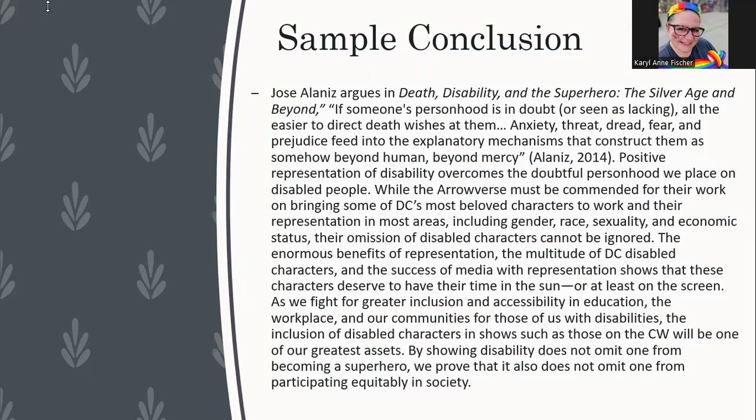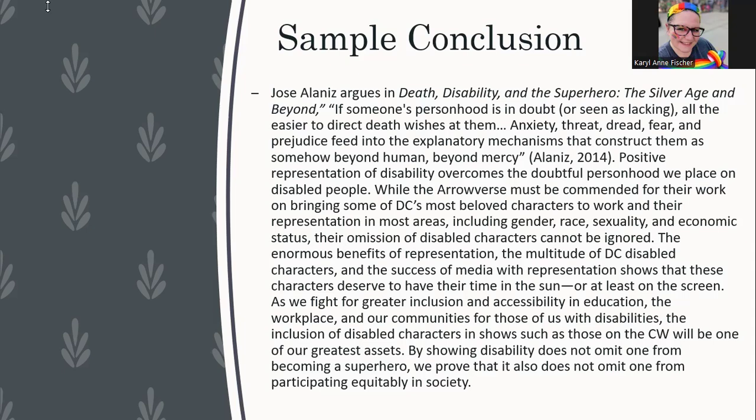And here's a sample conclusion. Jose Alanis argues in Death, Disability, and the Superhero, the Silver Age and Beyond, if someone's personhood is in doubt or seen as lacking, all the easier to direct death wishes at them, and so on. Positive representation of disability overcomes the doubtful personhood we place on disabled people. While the Arrowverse must be commended for their work on bringing some of DC's most beloved characters to work and their representation in some areas, including gender, race, sexuality, and economic status, their omission of disabled characters cannot be ignored.